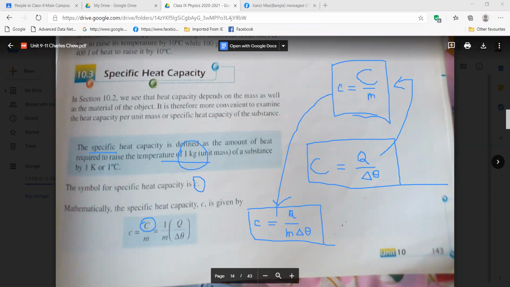1 liter means we are dealing with the mass, that's why we are saying kg. Liter we measure when we are dealing with the volume, not the mass. So don't mix up. Is it clear now? So those who still have confusion, you can ask me now on the difference of heat capacity and specific heat capacity.